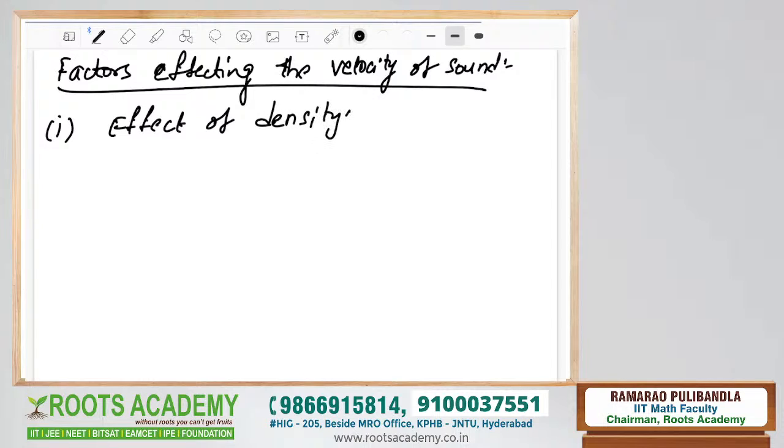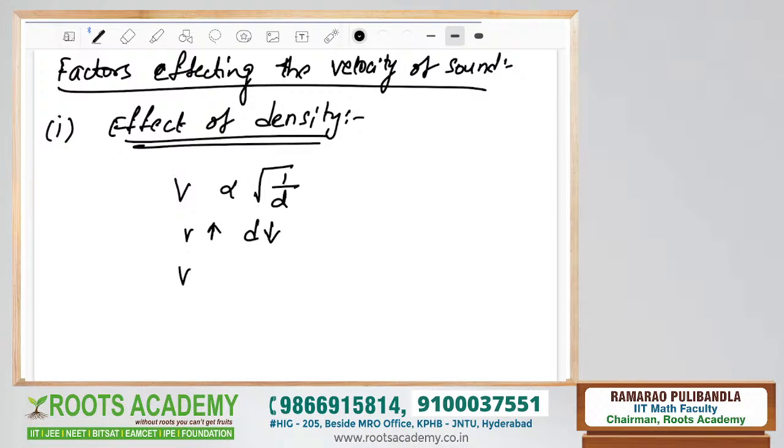So when there is an increase or decrease in the density, how does it affect the velocity of sound? We'll be looking at that. Here the velocity is inversely proportional to the square root of d. So if velocity increases, then definitely the density is going to decrease. If velocity is decreasing, then density is increasing.